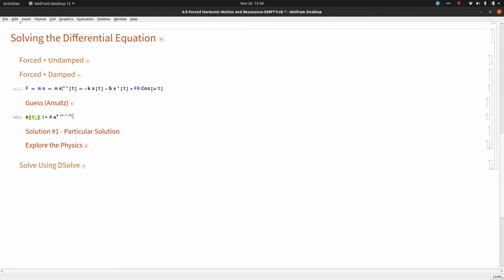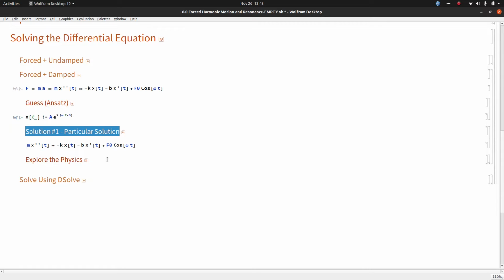So we're going to go ahead, we're going to copy this equation, and we're going to try to find the solution for this differential equation. Now, you'll note that I've referred to this section as solution number 1, the particular solution. The solution we're going to try to find right now is known as the particular solution. It is not the only solution, but we'll cover the complementary solution in another video. But for now, we're just going to focus on this.